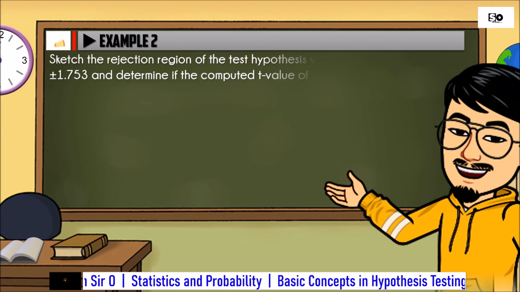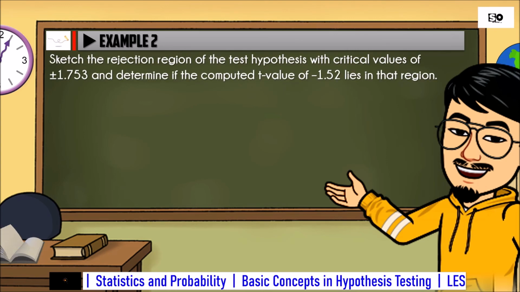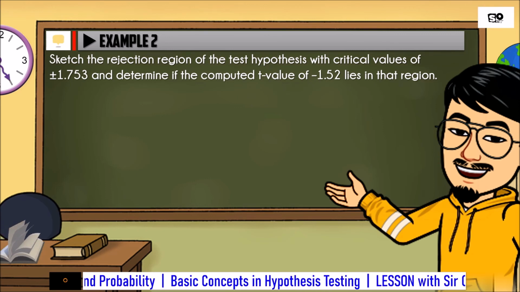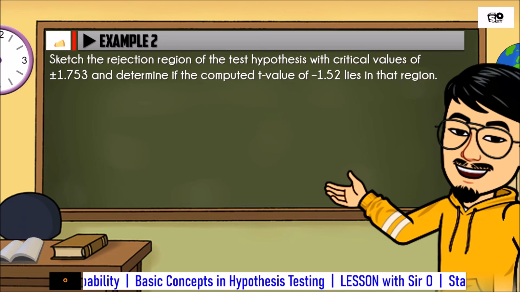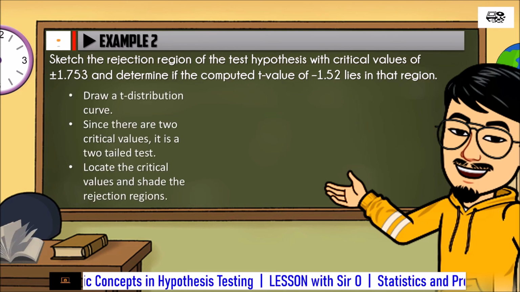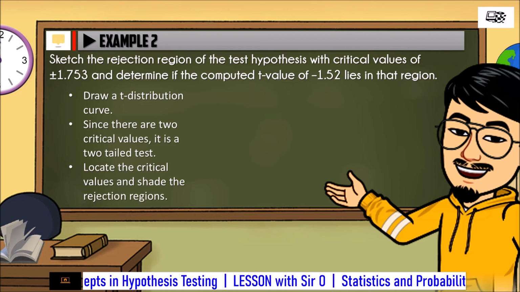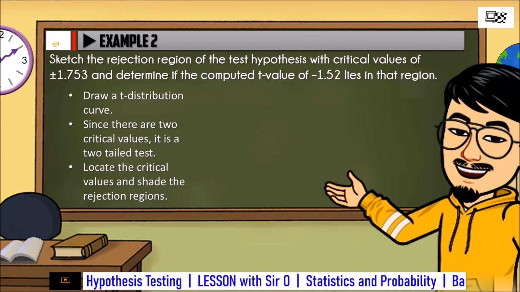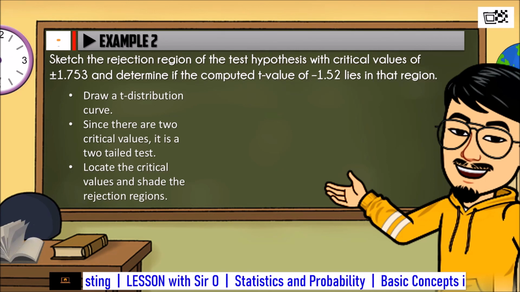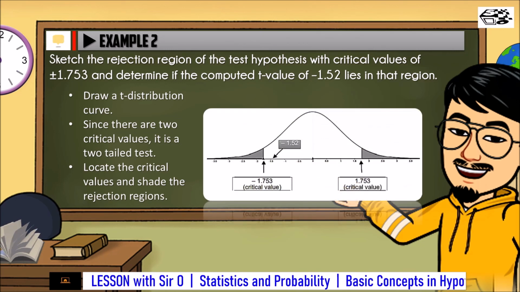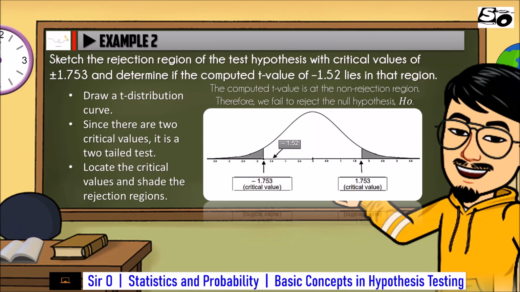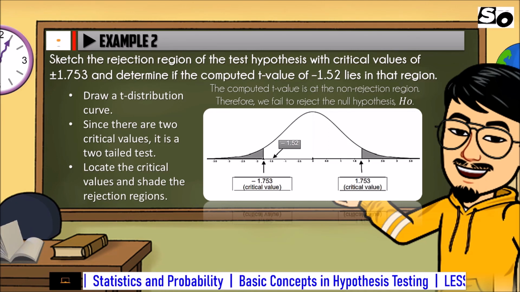Sample number 2. Sketch the rejection region of the test hypothesis with critical values of positive or negative 1.753 and determine if the computed t-value of negative 1.52 lies in that region. Steps in doing this example. Draw a t-distribution curve. Since there are two critical values, it is a two-tailed test. Locate the critical values and shade the rejection regions. The computed t-value is at the non-rejection region. Therefore, we fail to reject the null hypothesis.